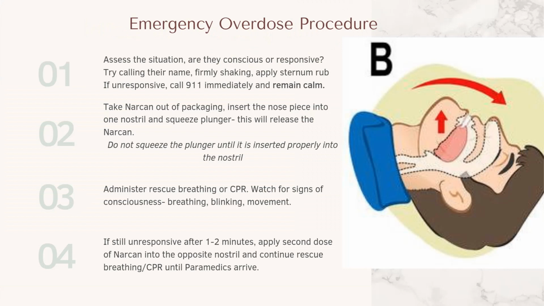The emergency overdose procedure is pretty much as follows. So you assess the situation, what we talked about: are they conscious or responsive? Call their name out loud, give them a firm shake, and apply the sternum rub. If they remain unresponsive, they do not regain consciousness, call 911 immediately.